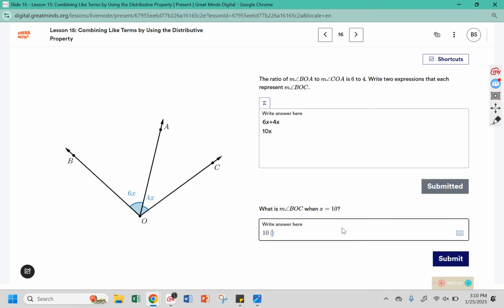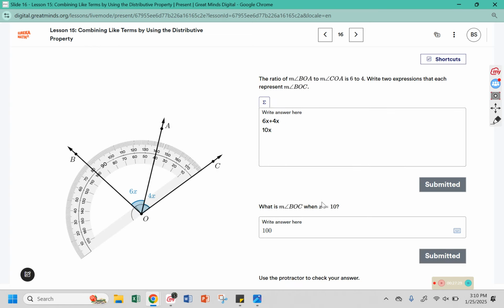Well, what is the measure if x is 10? 10 times 10 is just 100. And then check. We had 10, 20, 30, 40, 50, 60, 70, 80, 90, 100.